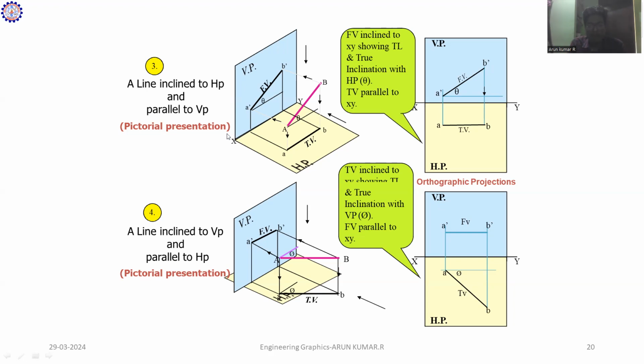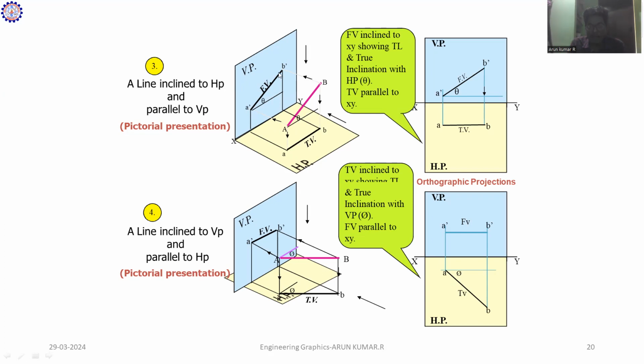This is the type of question asked in your exam paper. When you are given this type of problem, first you have to understand the condition given in the question, and after that proceed to the diagram. From the pictorial diagram, you understand that AB is inclined to HP, making an angle of theta. From the front view, we are looking into the vertical plane.